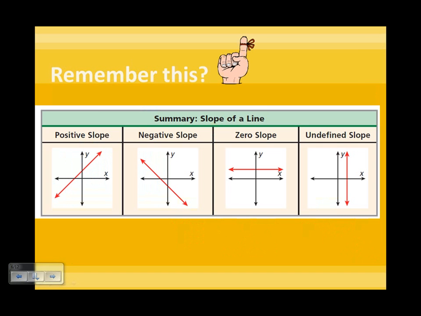Now, if you recall from the past, when you have a positive slope, that means that your line is increasing. When you have a negative slope, that means your line is decreasing from left to right. When you have a slope that is equal to 0, that means you have a horizontal line. And when you have a slope that is undefined because of division by 0, that means you have a vertical line.